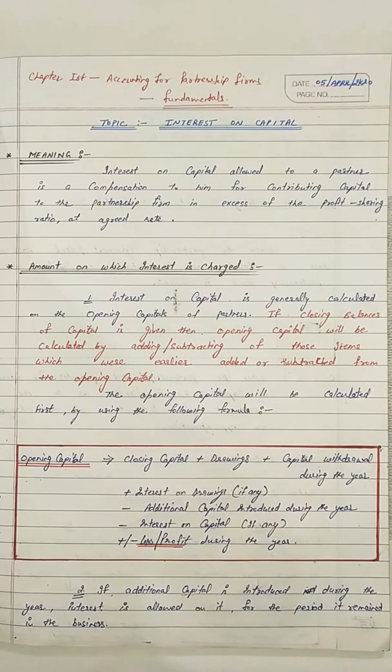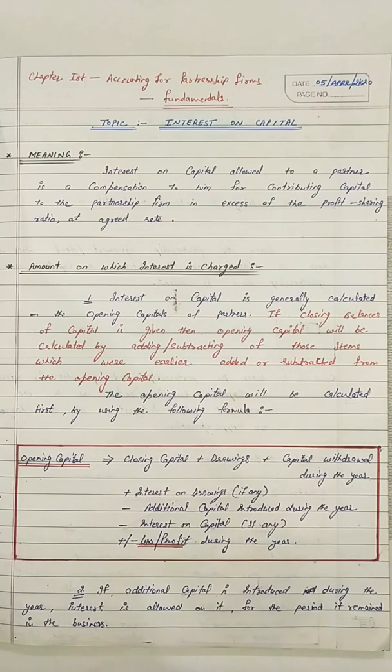Interest on capital allowed to a partner is a compensation to him for the capital contributed by them into the partnership firm, in excess of the profit sharing ratio, at an agreed rate which is mentioned in the partnership deed. Now the main thing is, on what amount do we charge our interest.